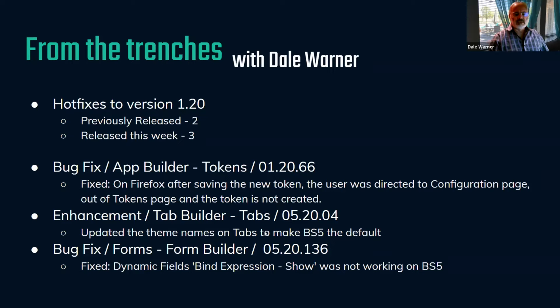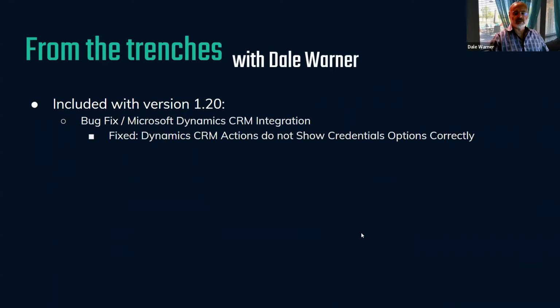Another one, we didn't rename the Bootstrap 5 from experimental to standard on our tabs module. So now you'll see that is the standard, and Bootstrap 3 will be marked obsolete. That's mostly cosmetic. And then if you use dynamic fields, the bind expression show characteristic wasn't working on Bootstrap 5, and we fixed that as well. So a few useful hotfixes that, if they apply to you, you should install. If not, don't worry about it. You'll get it when you upgrade to version 1.20.